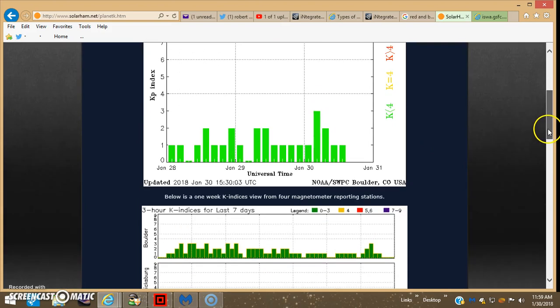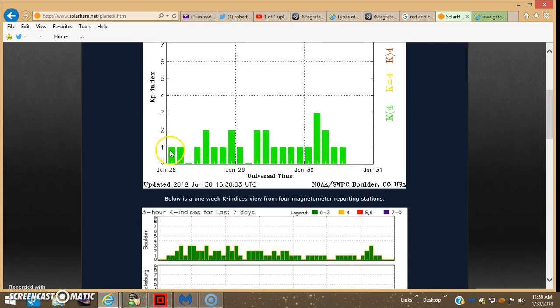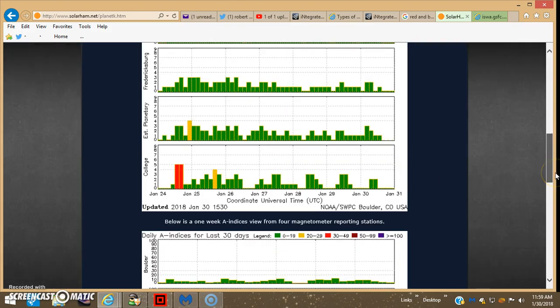You can see what I'm talking about. This is a 3-hour reading. Level 1 for 6 hours, and bam, it was down to level 0 for 3 hours. Back up to level 1 for 3 hours. Then it jumps up to level 2 for 3 hours. Back to level 1 for 6 hours. And up and down, up and down. And it's pretty much consistent every day.